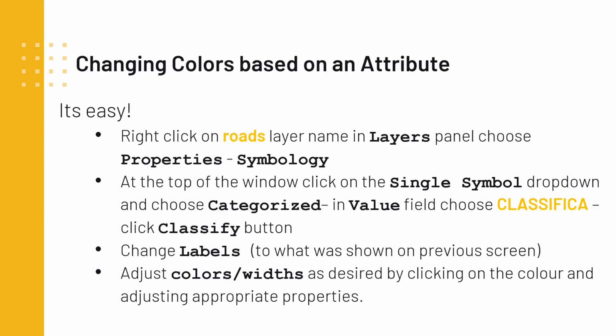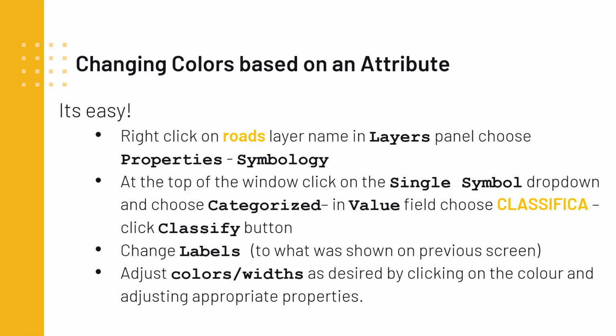It turns out it's pretty easy to adjust the symbols. So for us, we're going to change the symbols on our roads. You're going to right click on roads in the layers panel on the left side. It's going to bring up a pop-up, choose properties, and then make sure you're on the symbology tab. At the top of the window, click on the single symbol dropdown and choose categorized. Next, we need to tell it in the value field what we want to categorize it on. If you remember, when we opened our attribute table, I showed you what it looked like. It was that classification field, but it was truncated.